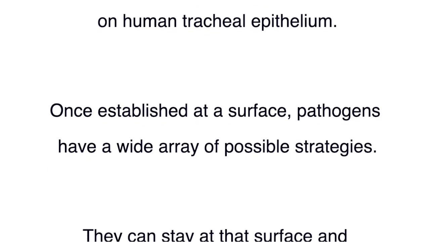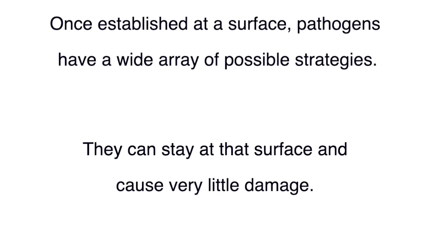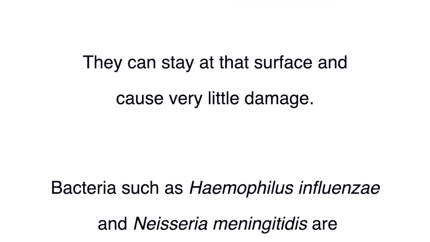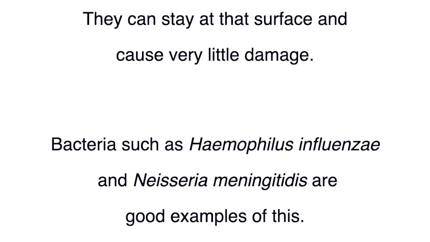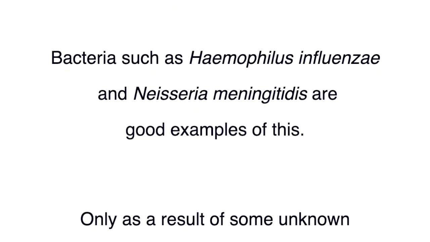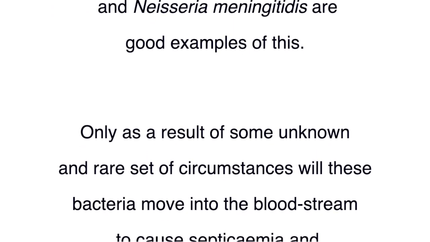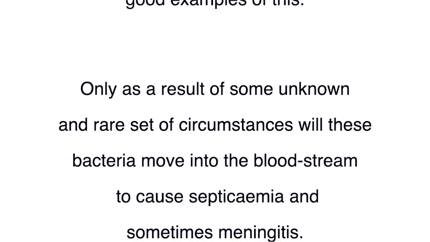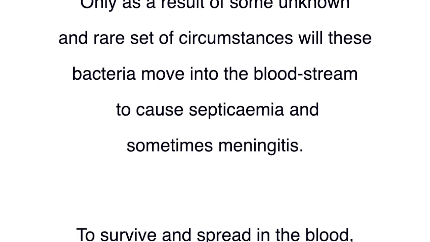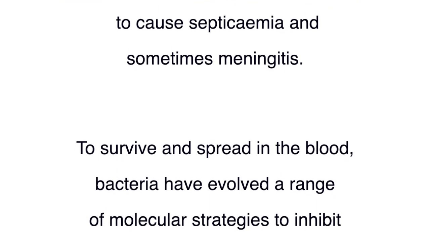Once established at a surface, pathogens have a wide array of possible strategies. They can stay at that surface and cause very little damage. Bacteria such as Haemophilus influenzae and Neisseria meningitidis are good examples of this. Only as a result of some unknown and rare set of circumstances will these bacteria move into the bloodstream to cause septicemia and sometimes meningitis.